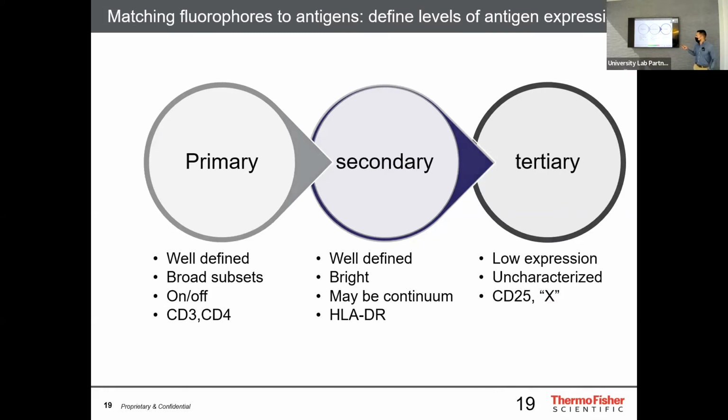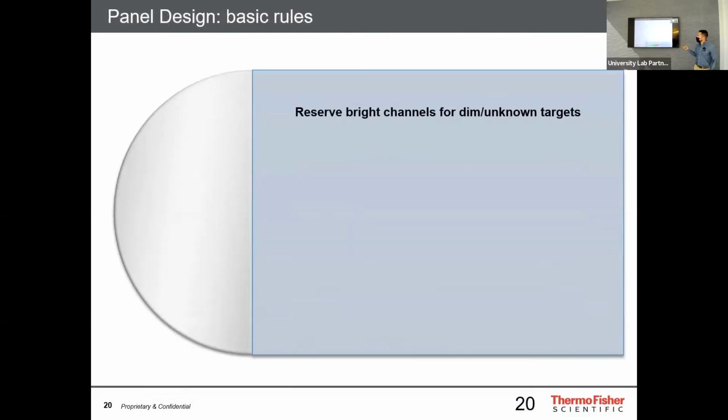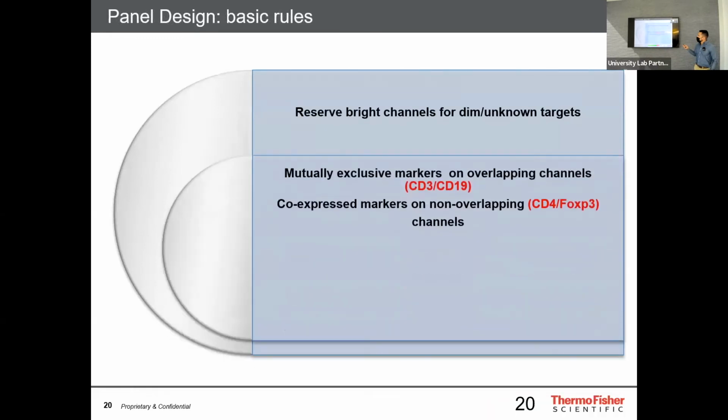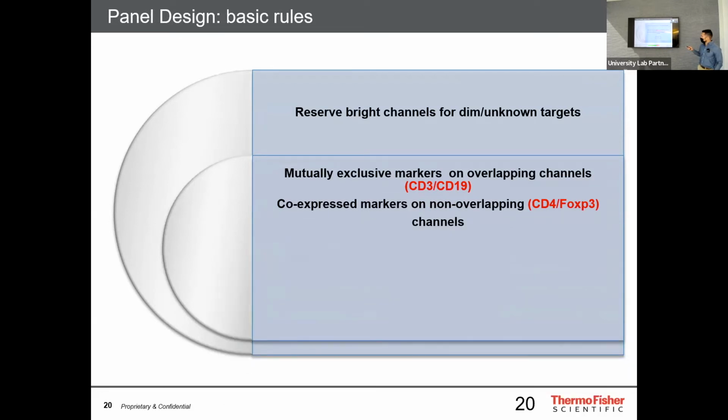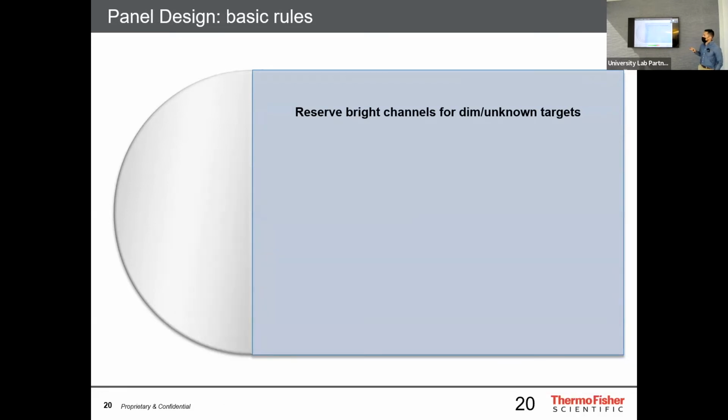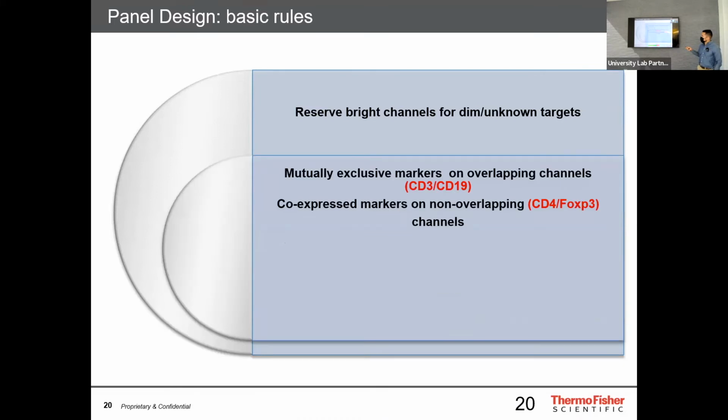And so what you want to do with each group is apply these rules. One of the first rules is, reserve bright channels for dim or unknown targets. So this would be your tertiary group. Bright fluorophores or bright channels would be like your APC, your PE, and your Super Brights.